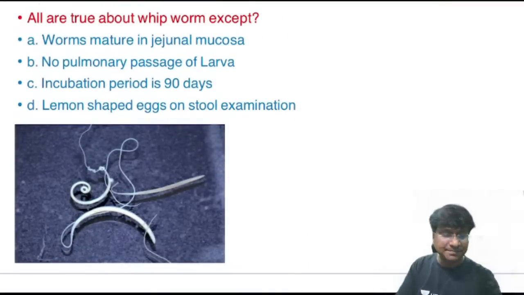Okay. Now, answer this question. Last question. All are true about the whipworm except: worms mature in jejunal mucosa, no pulmonary passage of larva, incubation period is 90 days, lemon-shaped eggs are there on stool examination.